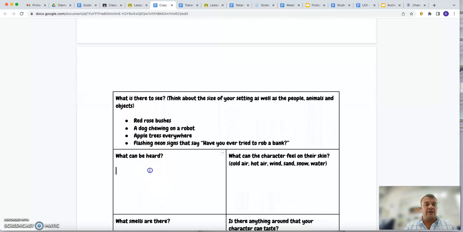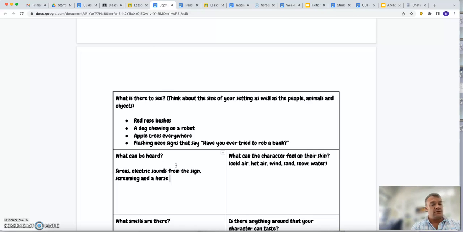Okay, so what can we hear? What can we hear in this scene? Sirens? Can you hear a light? Okay, electric sounds from the sign. Screaming. And a horse. A horse. Oh no! And a horse. Okay, so we can hear a horse. So that's what we can hear.